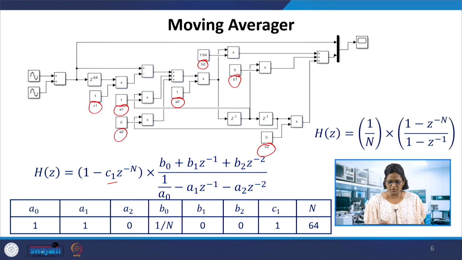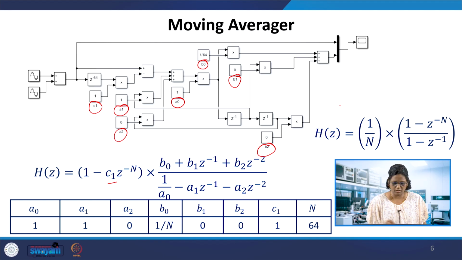What is the moving average transfer function? By applying all these coefficients to this network, the transfer function H of z equals 1 by N, because c1 is going to be 1 here, so we get (1 minus z power minus N) by (1 minus z power minus 1). So you have N zeros on the unit circle and 1 pole on the unit circle. So it is averaged by the N number of samples which is considered in the window here.